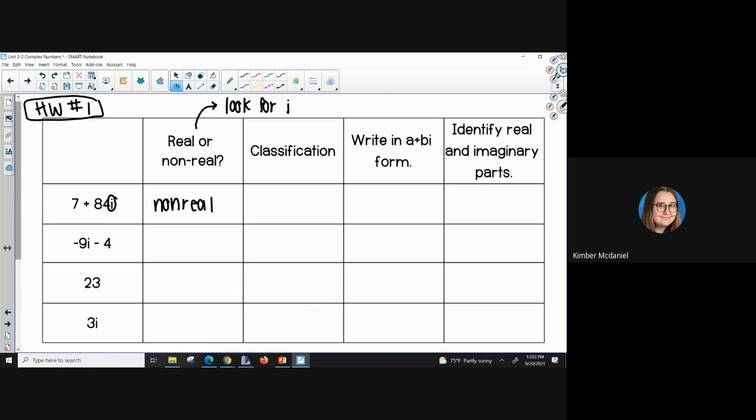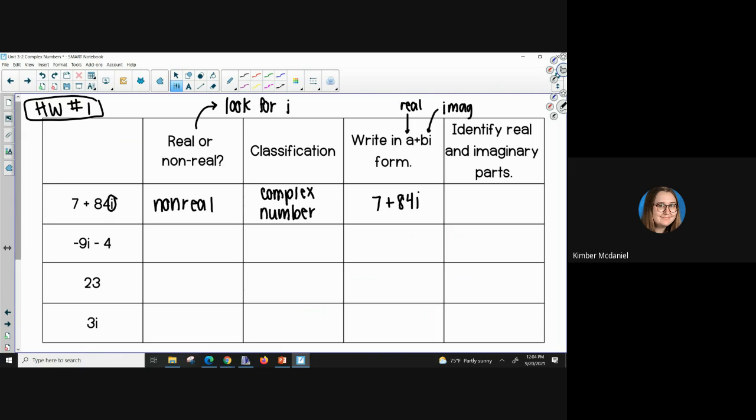Now, since it has a real part and an imaginary part, this number is just a complex number. So for the classification, we're going to write complex number because it's made up of that real part and that imaginary part. We see both parts. So that is a complex number. Now, for this first example, it is already in a plus bi form because remember, a means real part first, bi is imaginary part second. So this number here is already in that form for us. So 7 plus 84i.